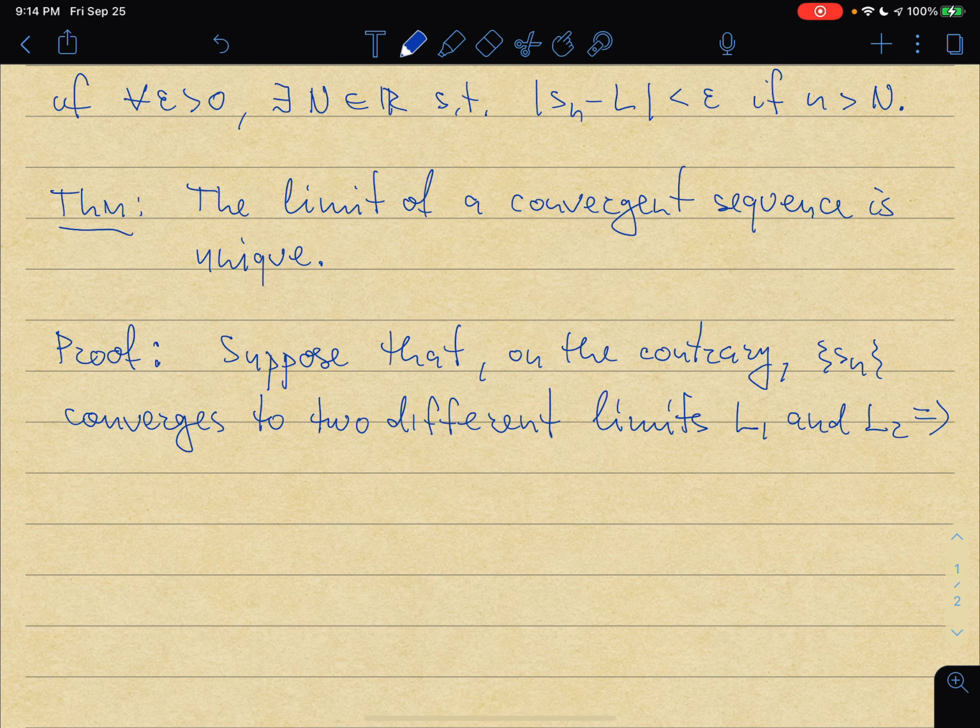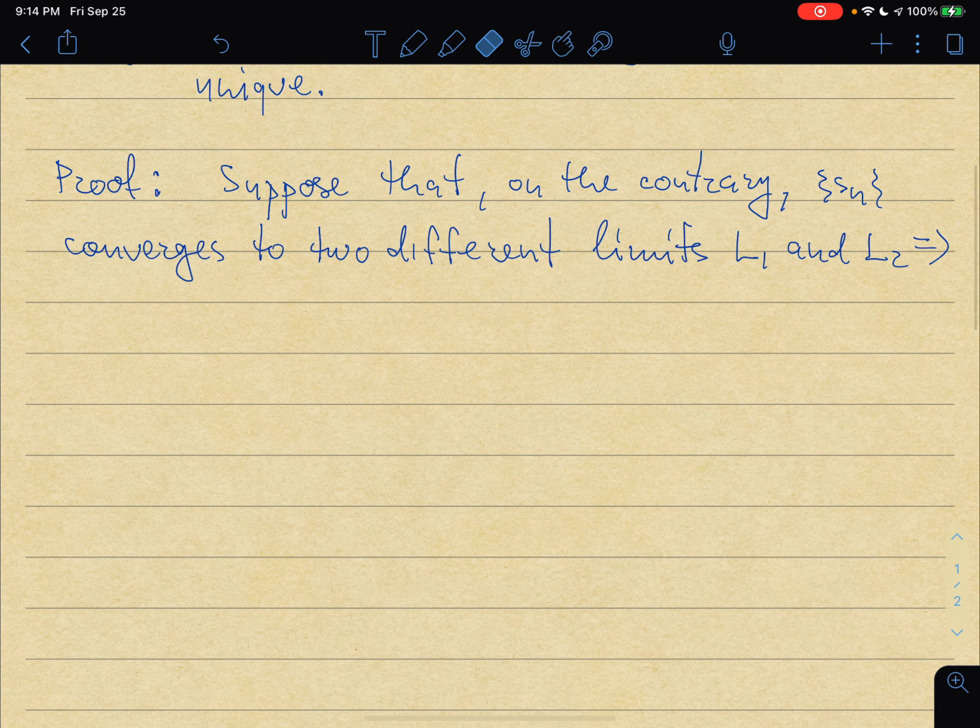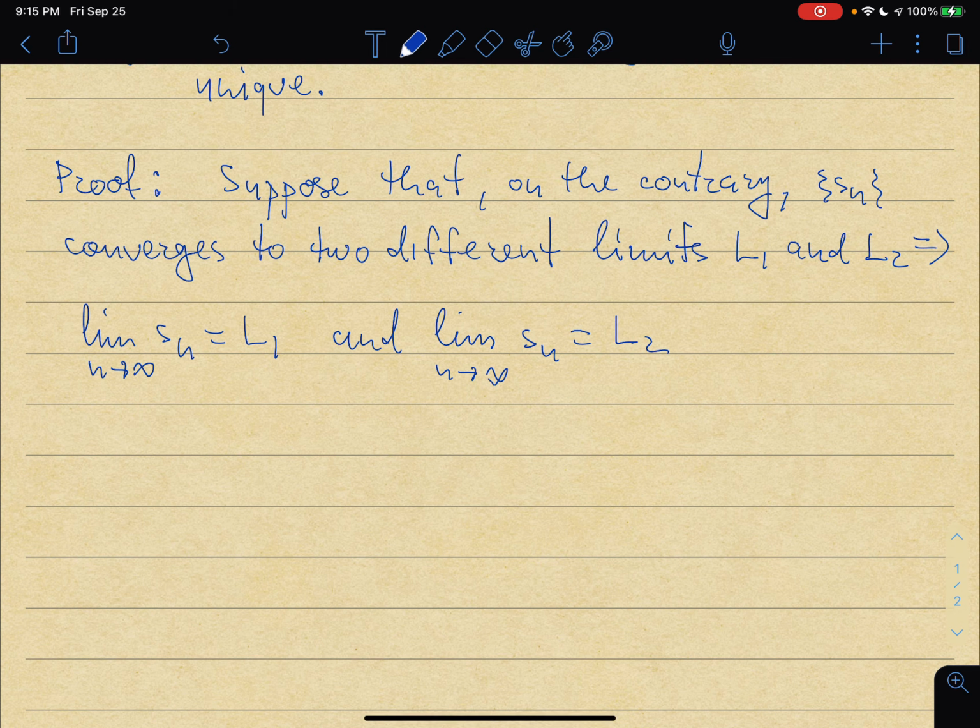So that means that the limit as n goes to infinity of Sn is L1, and at the same time the limit as n goes to infinity of Sn is equal to L2. So somehow we have to prove that this is impossible.